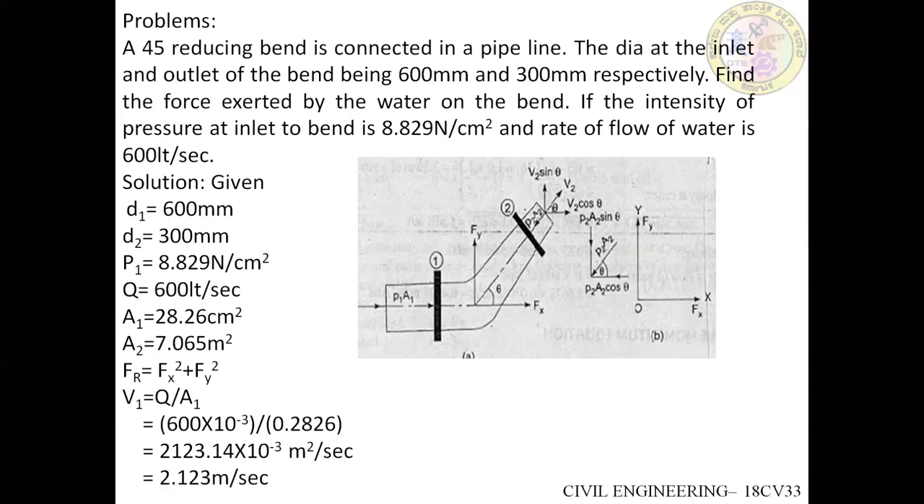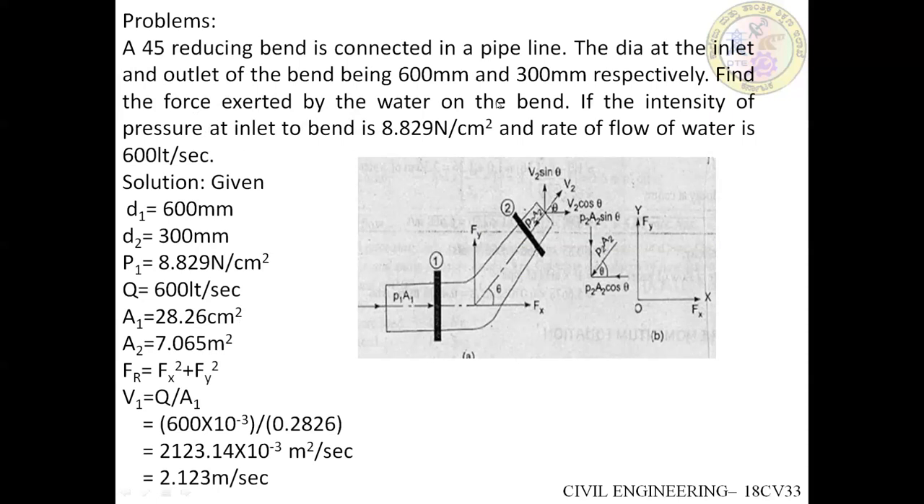So let us solve one problem on pipe bend. So this is the problem. A 45 degree reducing bend is connected in a pipeline, the diameters at the inlet and outlet of the bend being 600 mm and 300 mm. Here, it is not a uniform pipe. You can see at the inlet, at section 1, the diameter will be more. As we go to section 2, the diameter decreases.